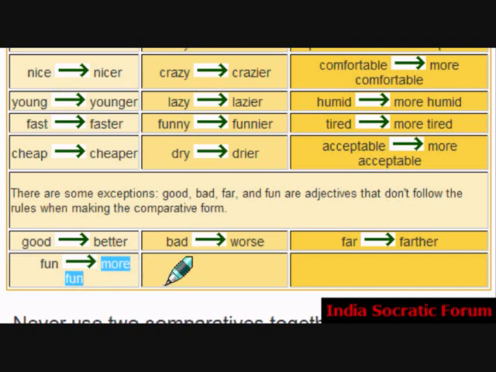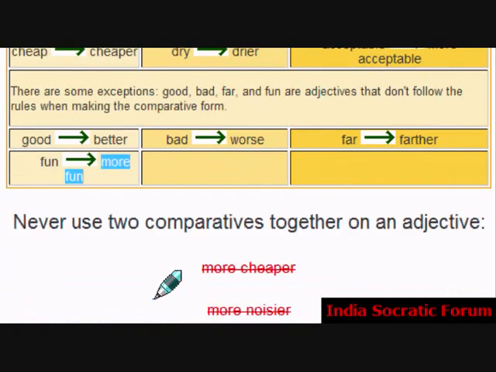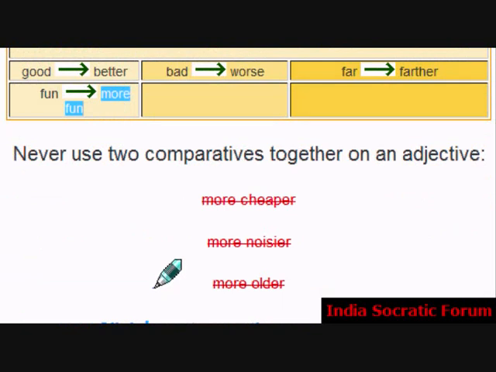Remember these things. Never use two comparatives together on an adjective. Like, don't use more cheaper, more noisier, more older, etc. It is all wrong. No two comparative words go together. That's all for now. Take the class and practice a lot.